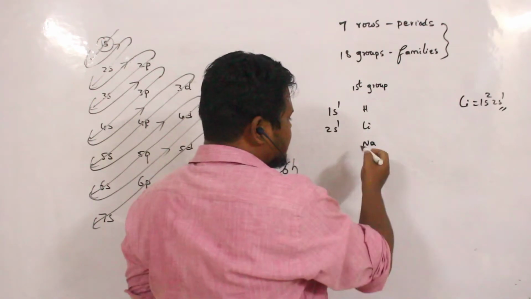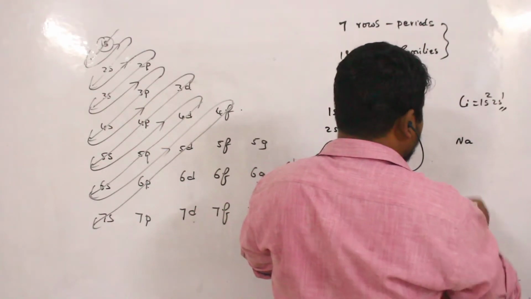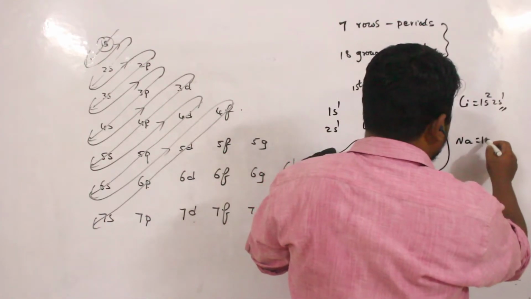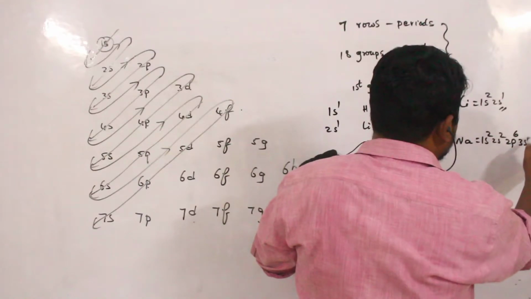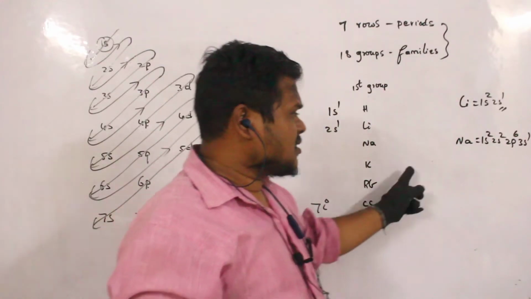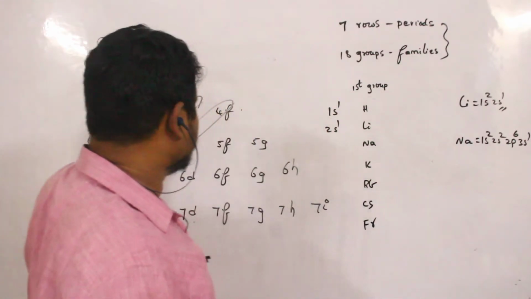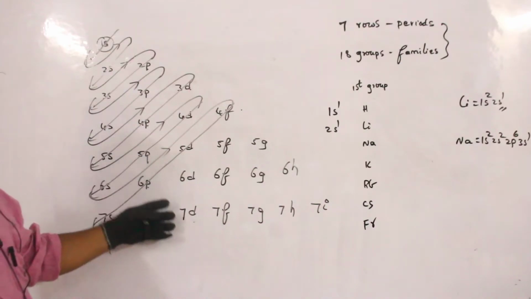Similarly, sodium. What is the atomic number of sodium? 11. So how can you accommodate 11 electrons here? You can write 1s2, 2s2, 2p6, 3s1. This is how I have to write it. I have written this electronic configuration according to the Aufbau principle. So this is the method of representing the Aufbau principle.